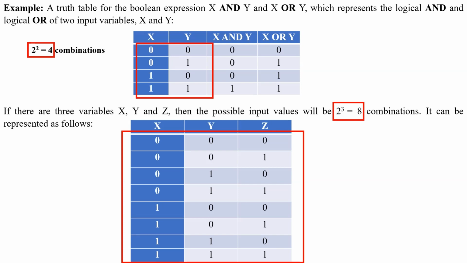If there are 3 variables x, y, and z, then the possible input values will be 2 power 3 is equal to 8 combinations. The possible combinations of input values of x, y, and z start from 0, 0, 0 and end in 1, 1, 1.